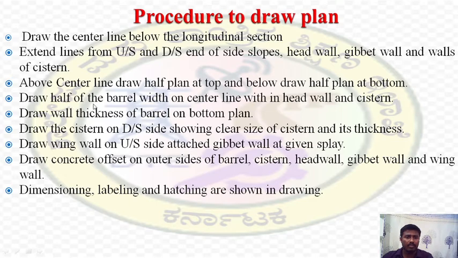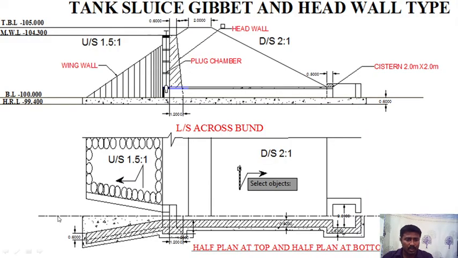So draw half of the barrel width on the center line with edge wall and cistern. This is the full width, so half of that barrel width you have to draw on the edge wall and the cistern.